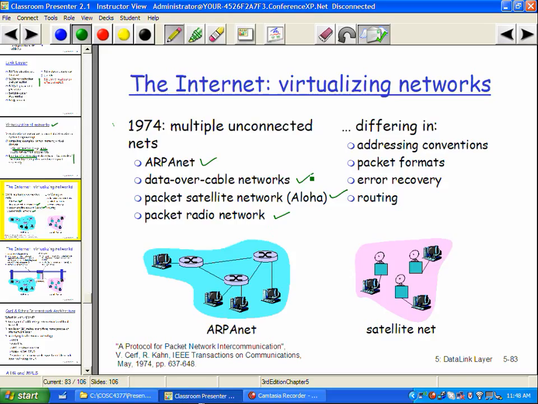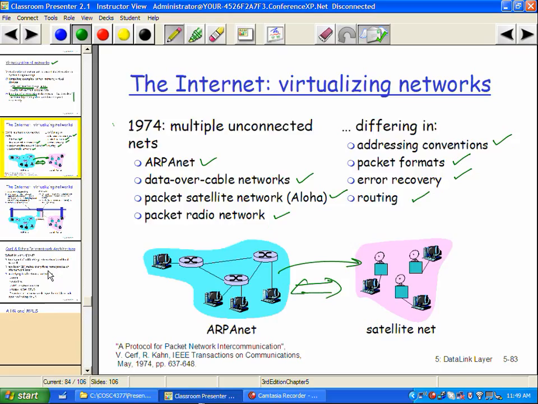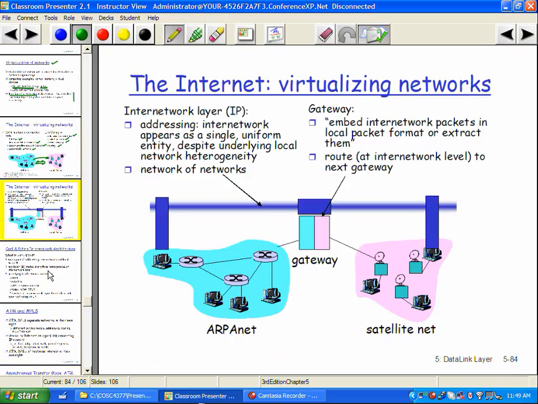So they used different addressing conventions. There was no IP, a global naming protocol. They had their own formats, their own error recovery, their own routing. So these networks were not designed to talk to each other. They were independent networks. So there was ARPANET and there was a satellite network. If you wanted to send data from one to the other, you had to have a special computer that is set up as a gateway between the two networks.